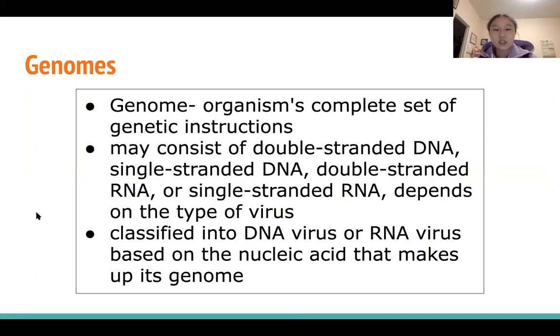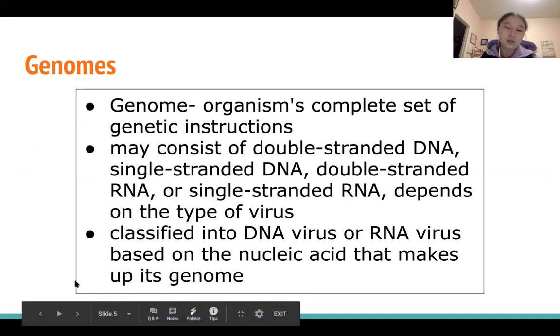Genomes. A genome is an organism's complete set of genetic instructions. They may consist of double-stranded DNA, single-stranded DNA, double-stranded RNA, or single-stranded RNA, but it depends on the type of virus. They can also be classified into DNA virus or RNA virus, depending on the nucleic acid that makes up its genome.